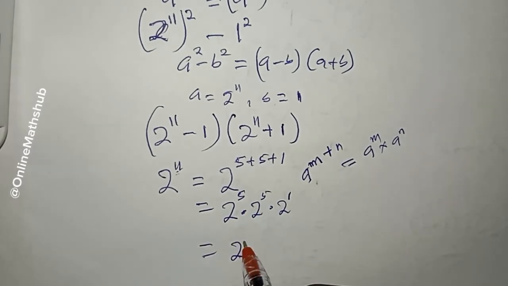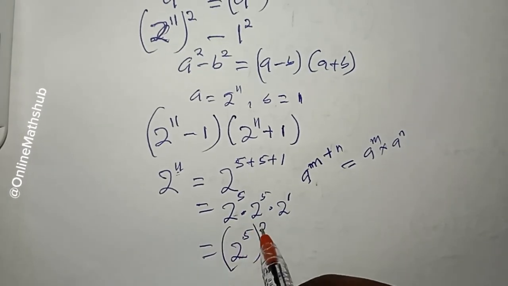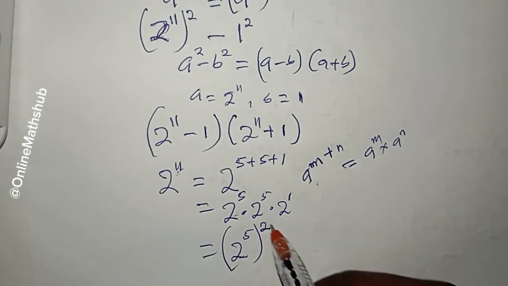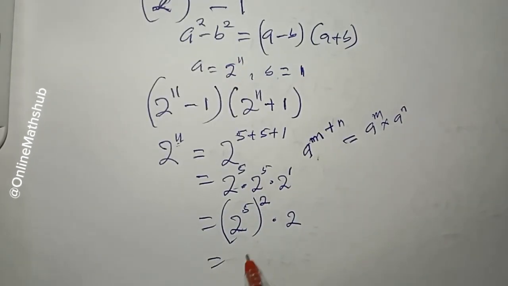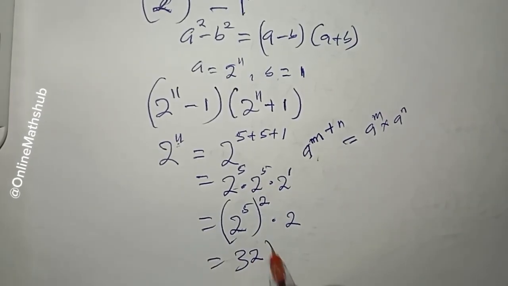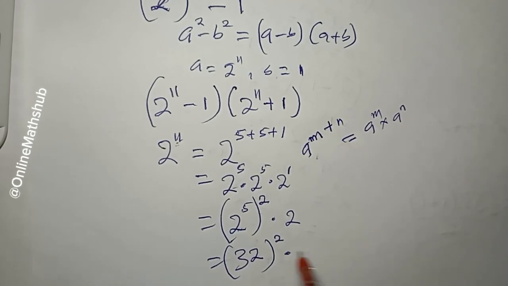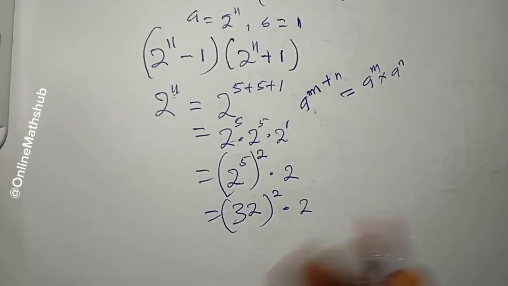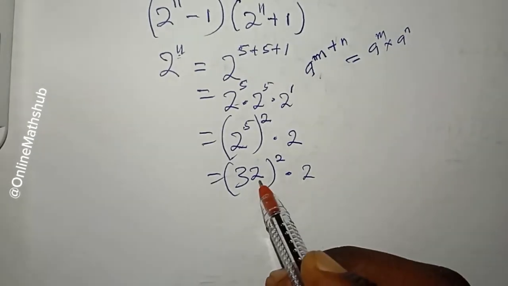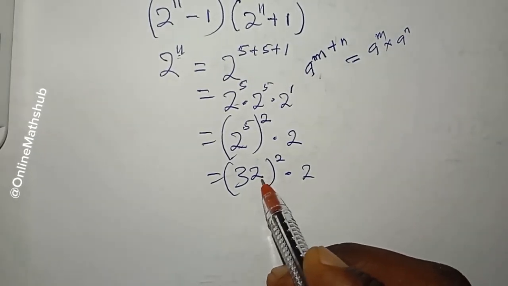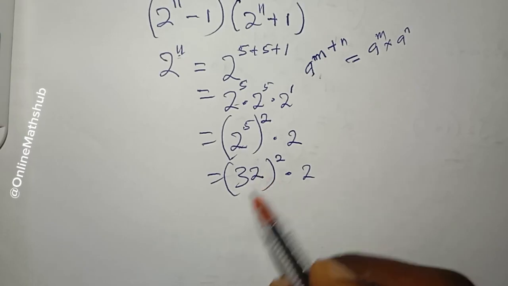Moving on, you can see that this 2 power 5 has appeared twice, so I can write this as 2 power 5 all power 2 and then multiply by 2 right here. 2 power 5 is just 32, so we have 32 power 2 multiplied by 2. So what is 32 power 2? How do you evaluate it without the use of a calculator? It is pretty simple. You can start from the last term right here.